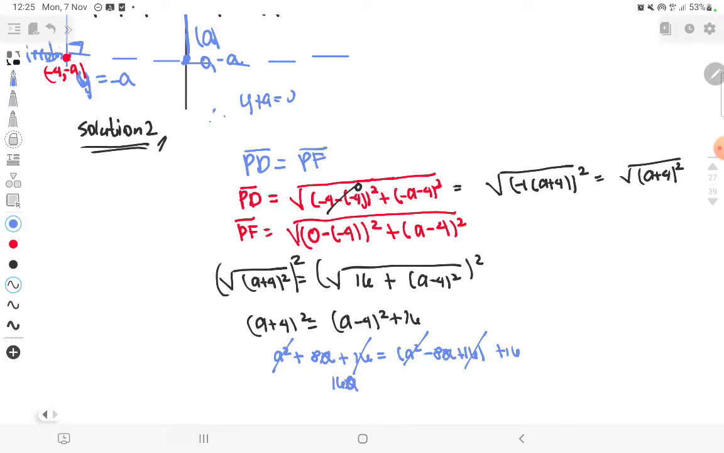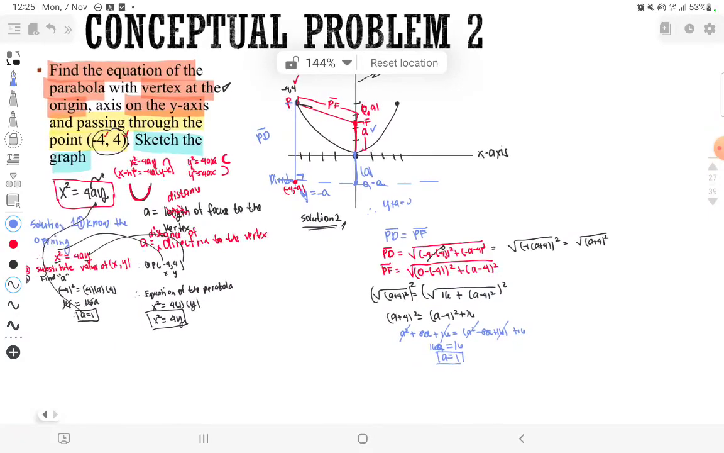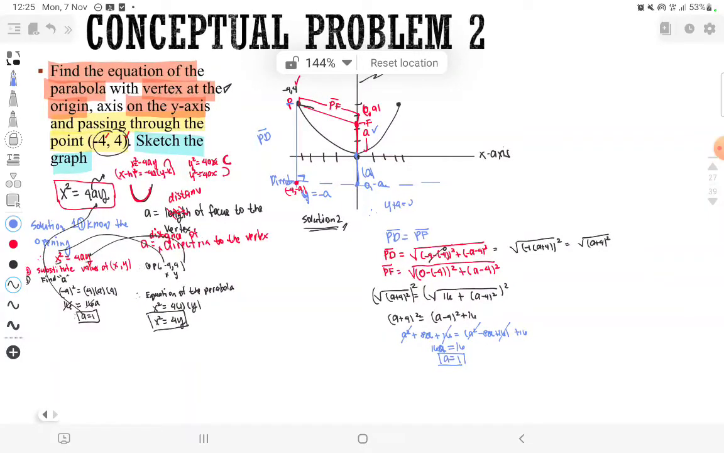Okay. So the variable that we have used is a, which is equal to 16. Therefore, our a will be equal to 1. Now from this we have found our a, which is equal to 1. Therefore we may say that using the formula again, x squared is equal to 4ay. But our a is equal to 1. Therefore our equation will be x squared equals 4y.